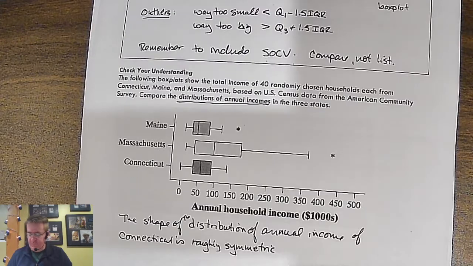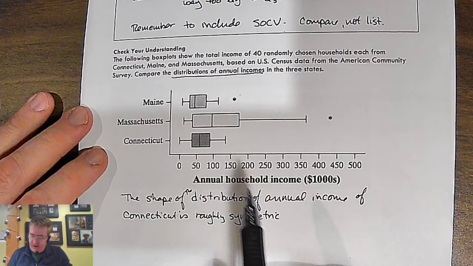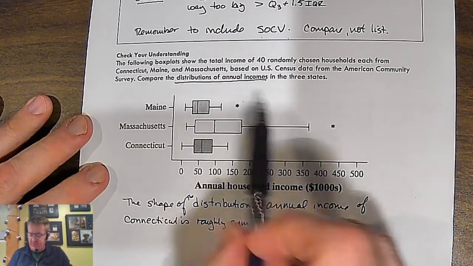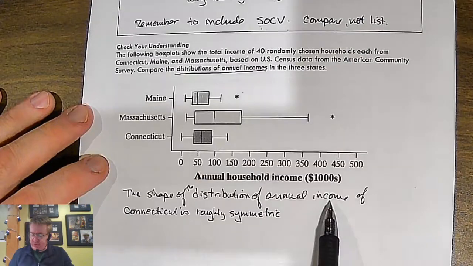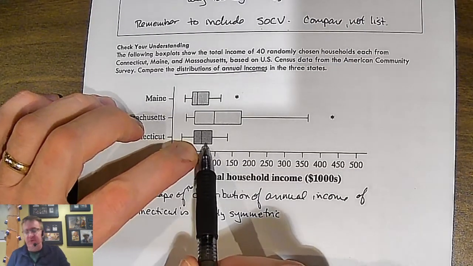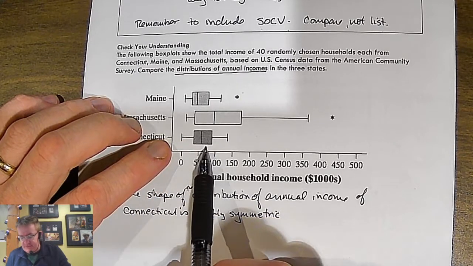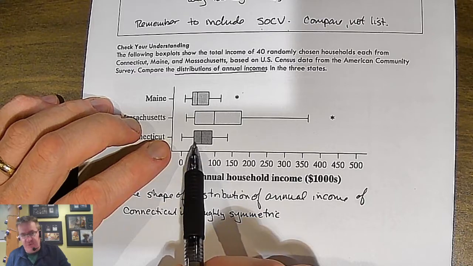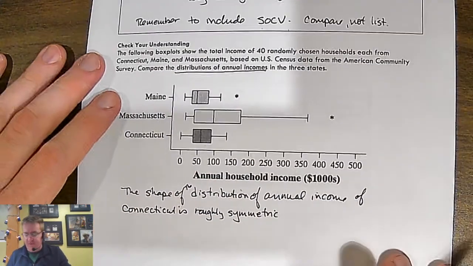Hey, welcome back. All right, so in terms of describing this, the first thing you're going to do, remember the S, is shape. So you're going to talk about that. The shape of the distribution of the annual income for Connecticut is roughly symmetric. Now, some people say, oh, it's a little bit skewed. Yeah, this is skewed. This is not skewed. You're closer to the middle than you are to the other end. Here, you're kind of right in the middle. At that point, you're definitely skewed.